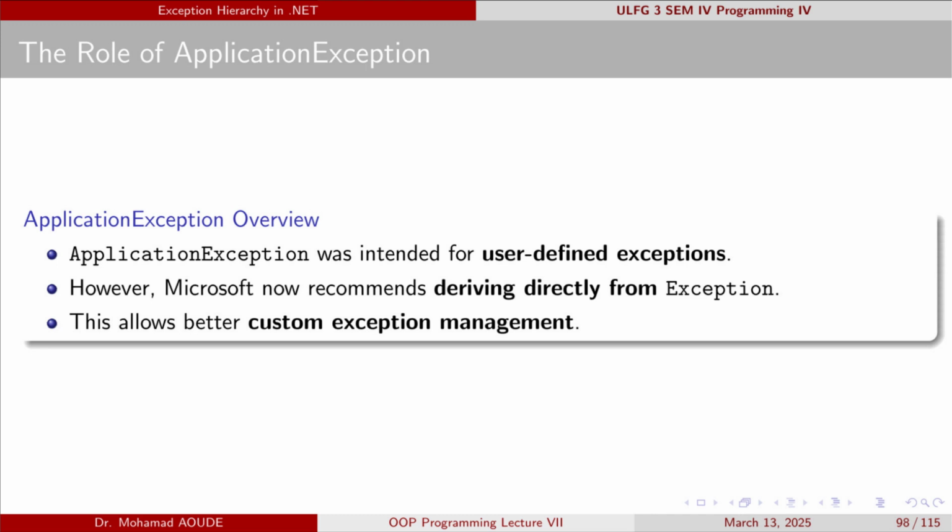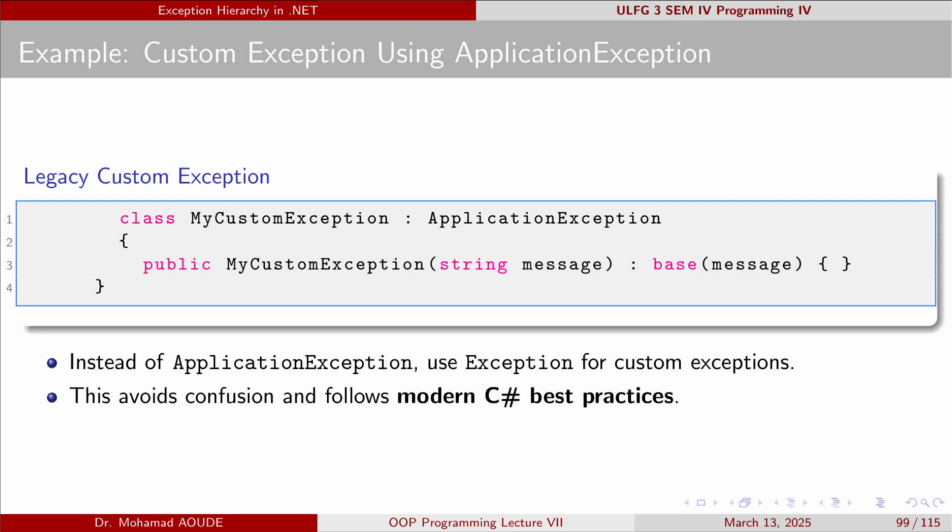ApplicationException was intended for user-defined exceptions, but Microsoft now recommends you inherit from Exception directly. It's cleaner, less confusing, and gives you better flexibility. This legacy example shows how to create a custom exception using ApplicationException. Today, we avoid this. Instead, just inherit from Exception and define your message and constructors.